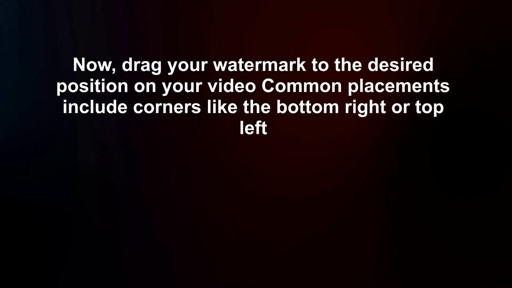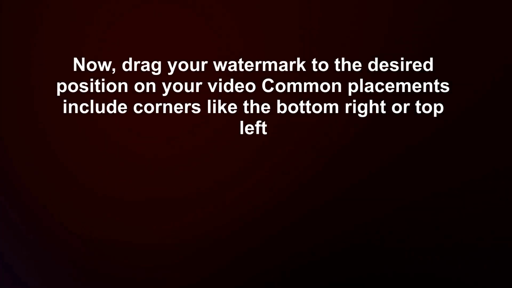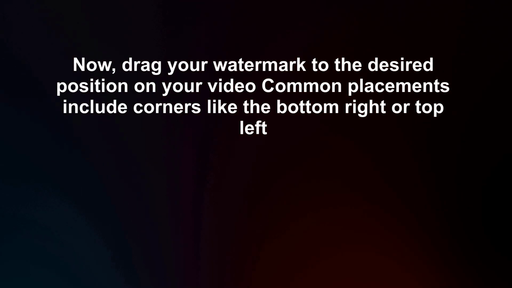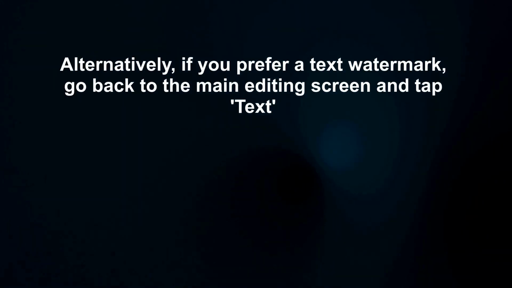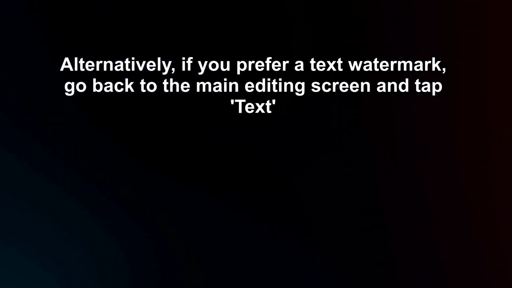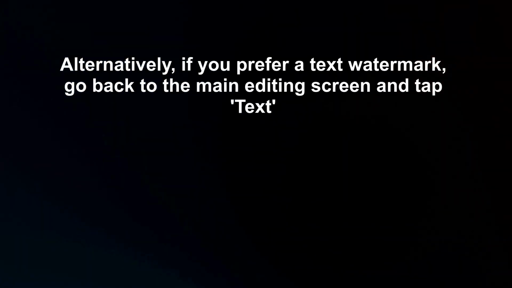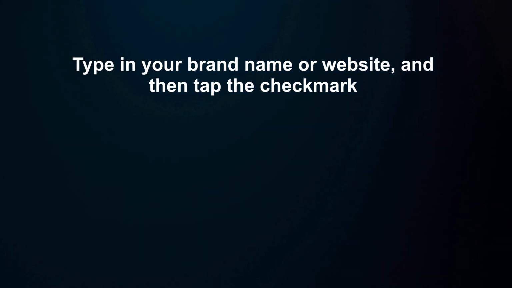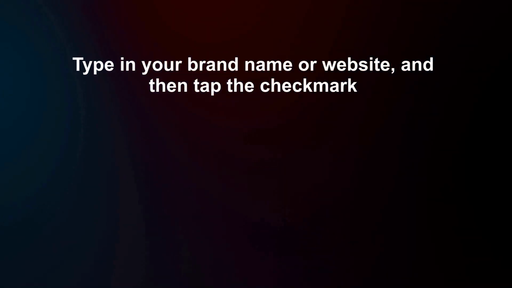Now, drag your watermark to the desired position on your video. Common placements include corners like the bottom right or top left. Alternatively, if you prefer a text watermark, go back to the main editing screen and tap Text. Type in your brand name or website, and then tap the check mark.